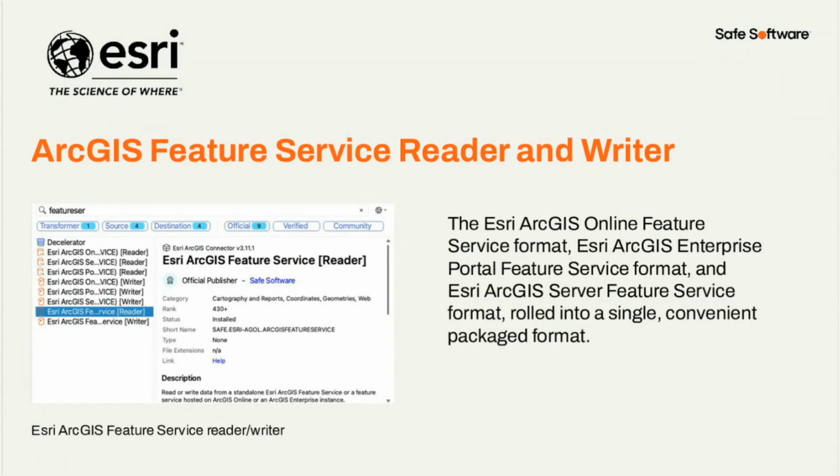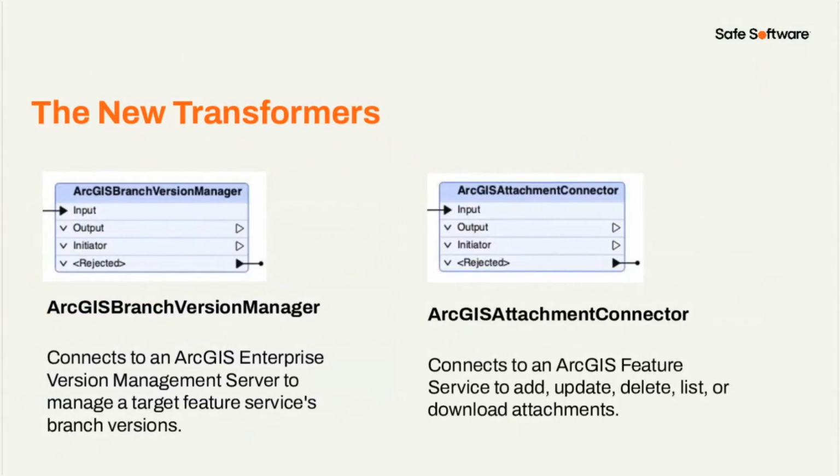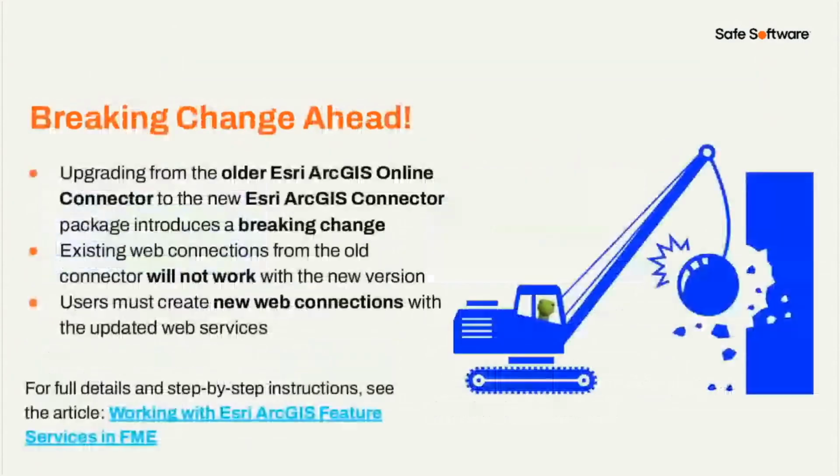But if you want to use the new version, type in feature service and scroll down to the bottom of the list. That will show off the new feature service readers and writers. A good way to tell if you're connecting to the package is above the title, you'll see a little package icon with a version of the package. You can download that and use it, try it out, let us know how you feel about it. And again, we just have these new transformers, which we'll be demoing. So the branch version manager and the attachment connector.